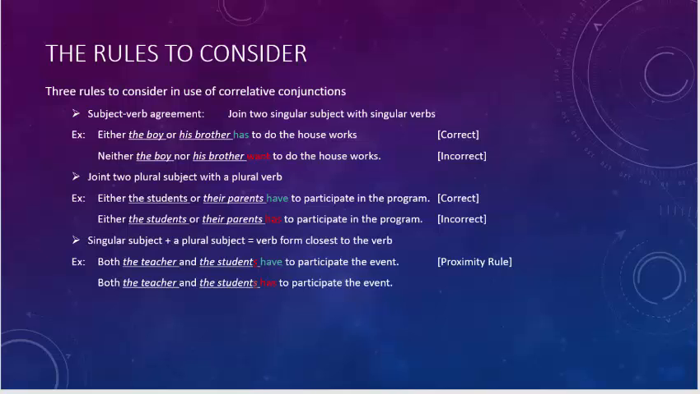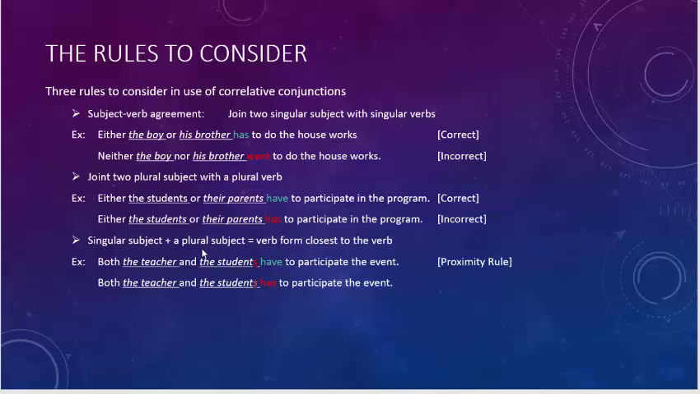Next, we join two plural subjects with a plural verb. You see, either the students or their parents have to participate in the program. The students are in plural form, parents are in plural form, both of them are in plural form, therefore the verb should be in plural form. Either the students or their parents has to participate in the program. Both subjects are in plural form, but the verb is in singular form. Therefore, it is wrong. We have to change it to "have".